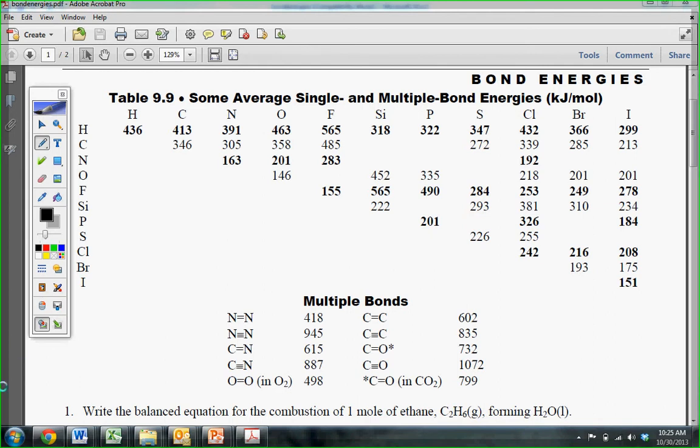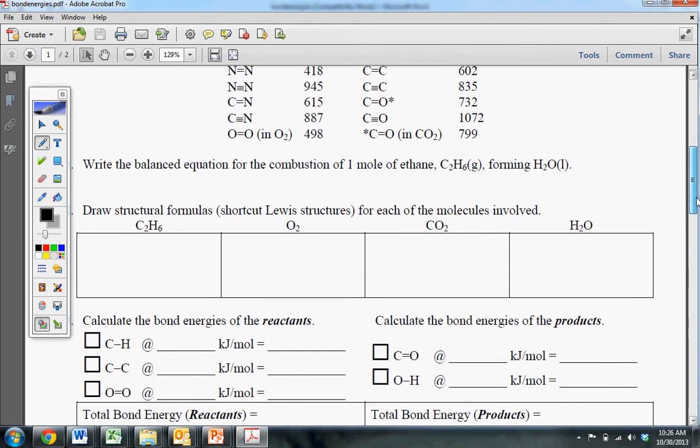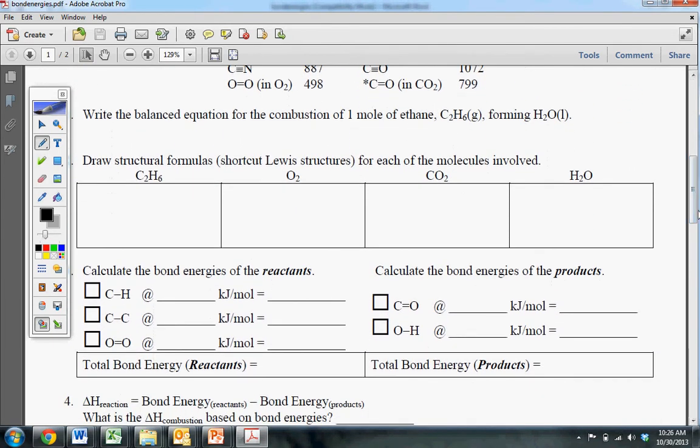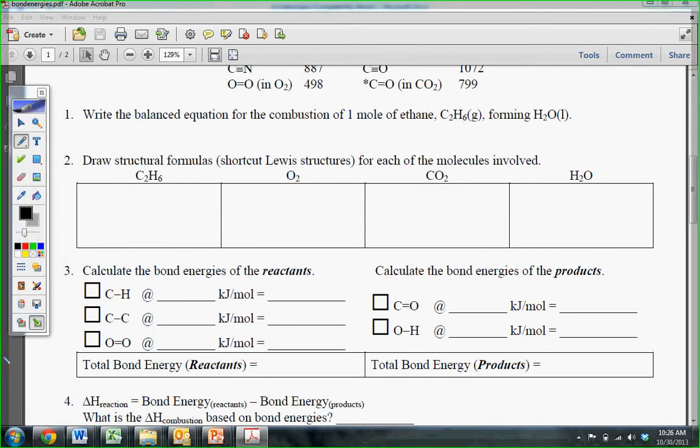All right, so we have this. We're going to move up and down a little bit here. We're going to write a balanced equation of the combustion of 1 mole of ethane, C2H6, forming H2O. So go ahead and do that now. You should be able to do that, no problem. Make sure you use the shortcut that I gave you last week. So use that shortcut.